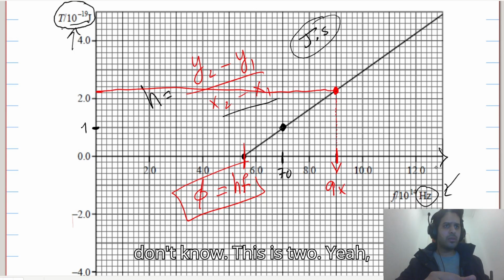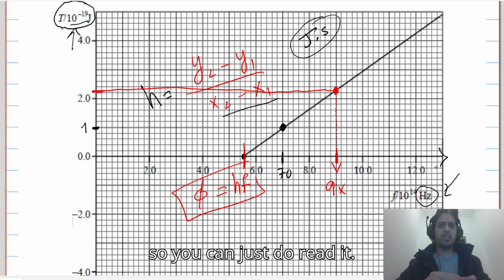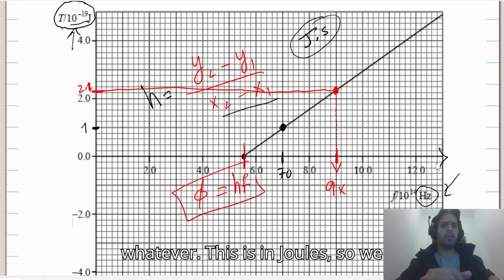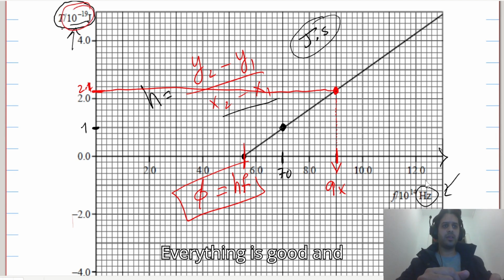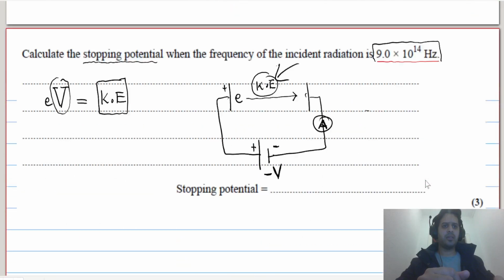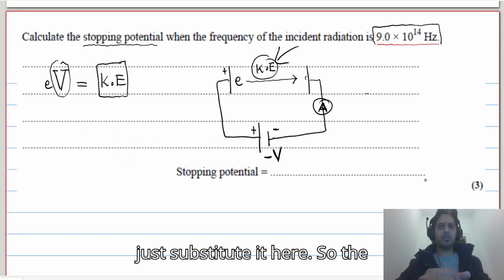I don't know, this is 2, yeah. So you can just read it, whatever this energy is. I don't know, 2.2, maybe 2.1, whatever. This is in joules, so we don't have to worry about the units. Everything is good. And just substitute it here.